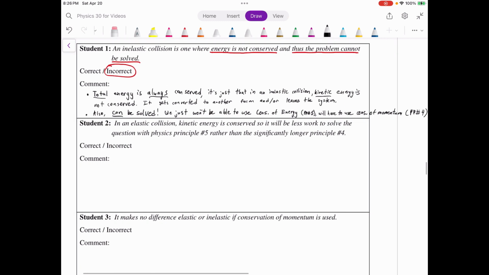Let's move on to student 2 here. In an elastic collision, kinetic energy is conserved. So far, so good. That's true. That's the definition of an elastic collision. So it will be less work to solve the question with physics principle number 5 rather than the significantly longer principle number 4. That's true.